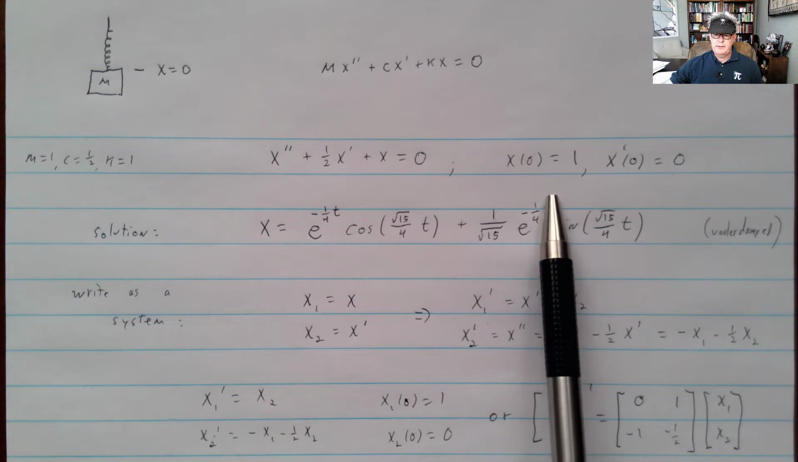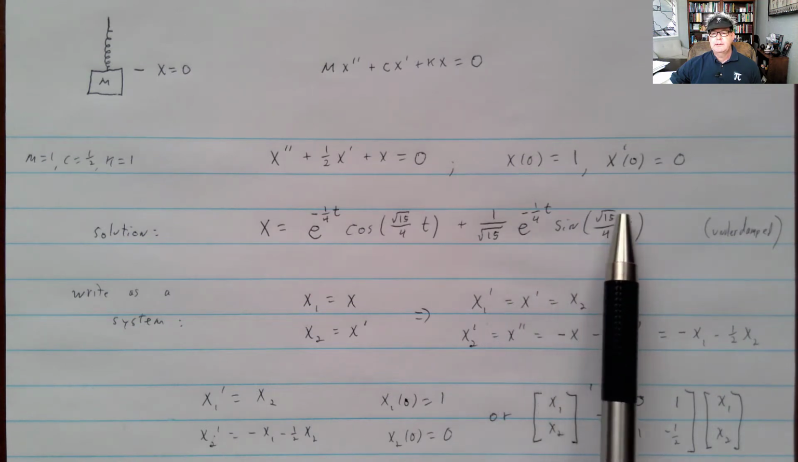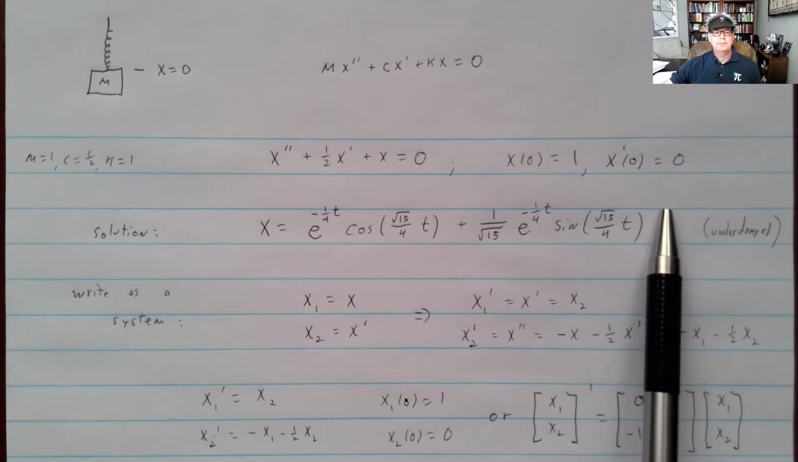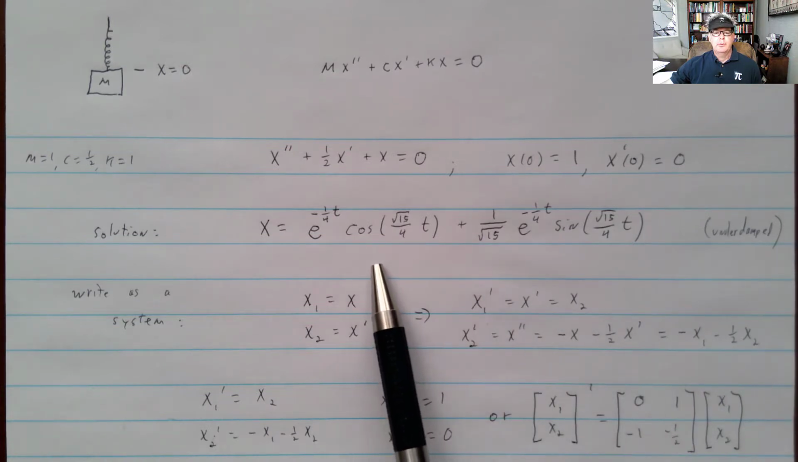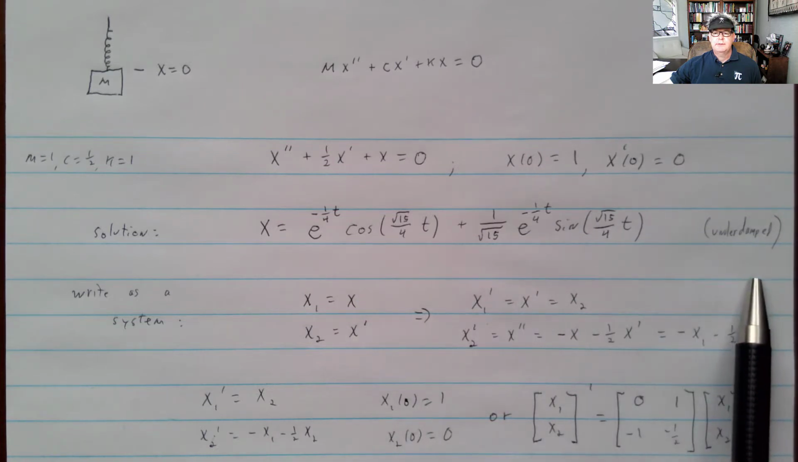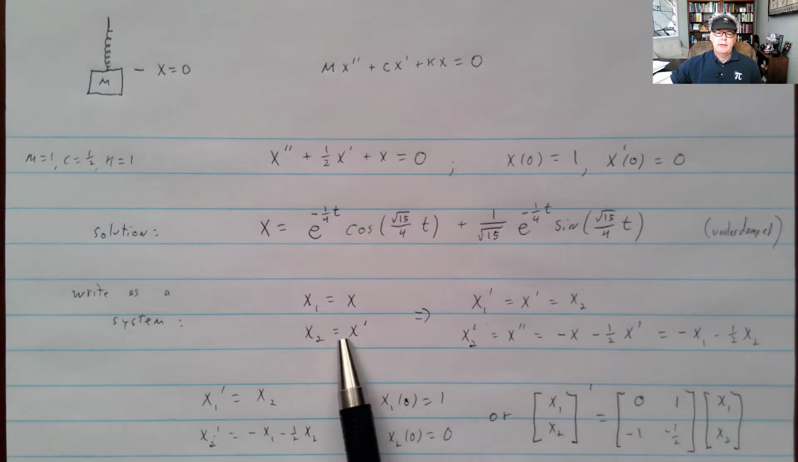This would correspond to an initial displacement of 1 unit, which we'll say is downwards for the positive direction, and then releasing with no push, so initial velocity of 0. We'll go through the work of solving that, but this would be the solution because it's underdamped, so that would be the decay.